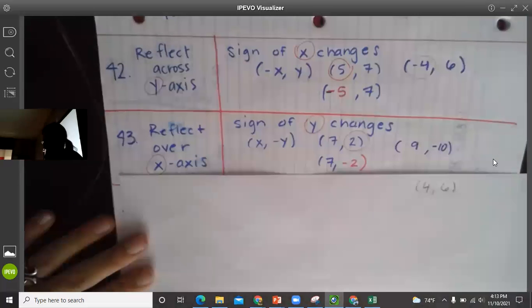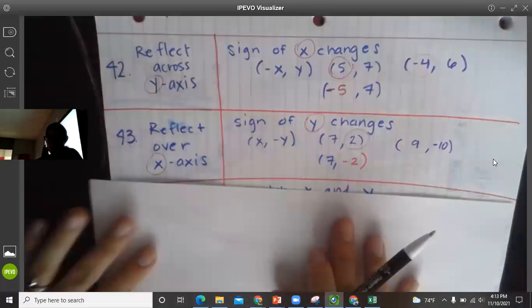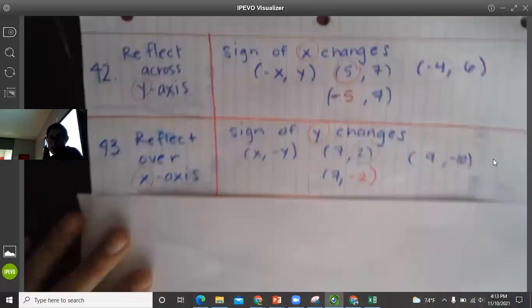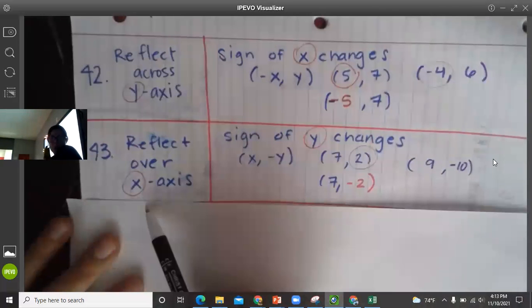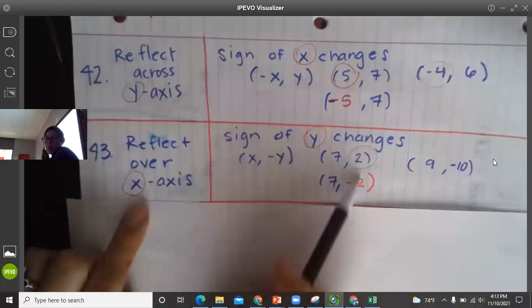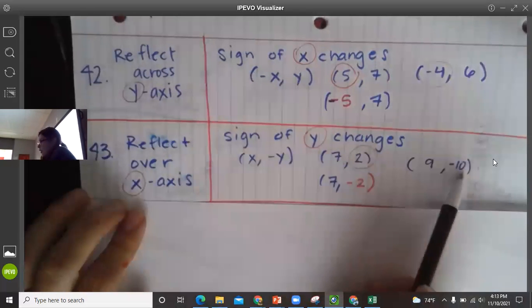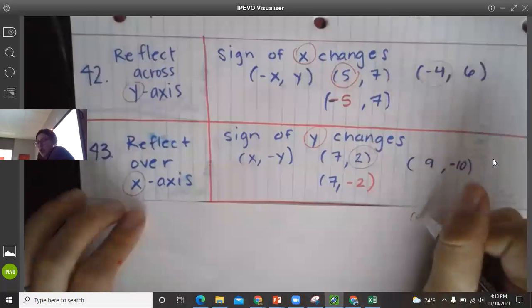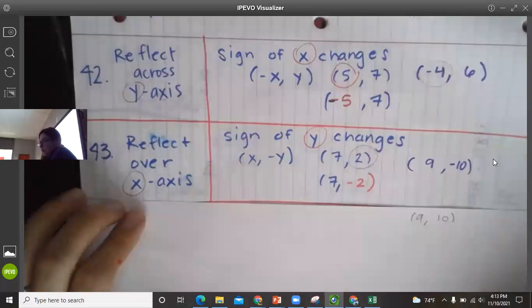Then we did reflecting over the X-axis. When you reflect over the X, it's the sign of the Y that changes, so it's the opposite. So the Y is the second number. If it's a positive 2, then it changes to a negative 2. If it's a negative 10, it would change to a positive 10 like that.